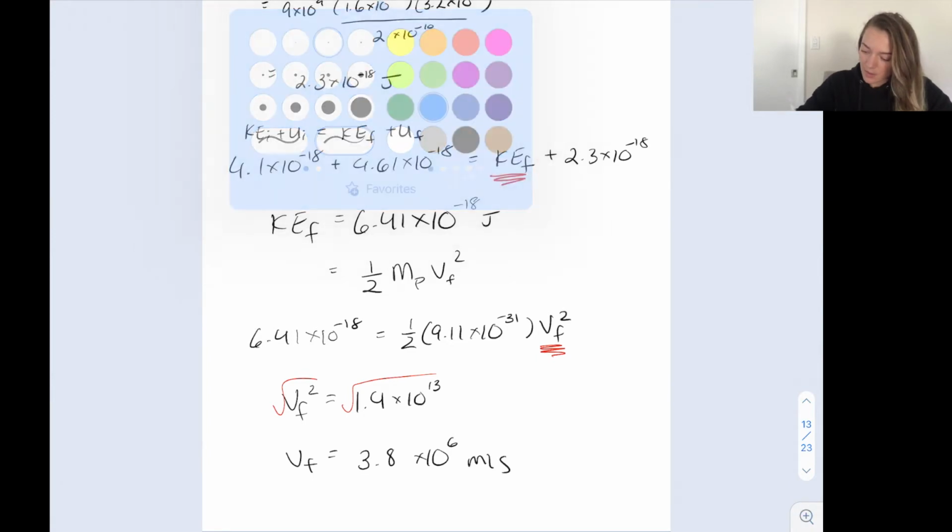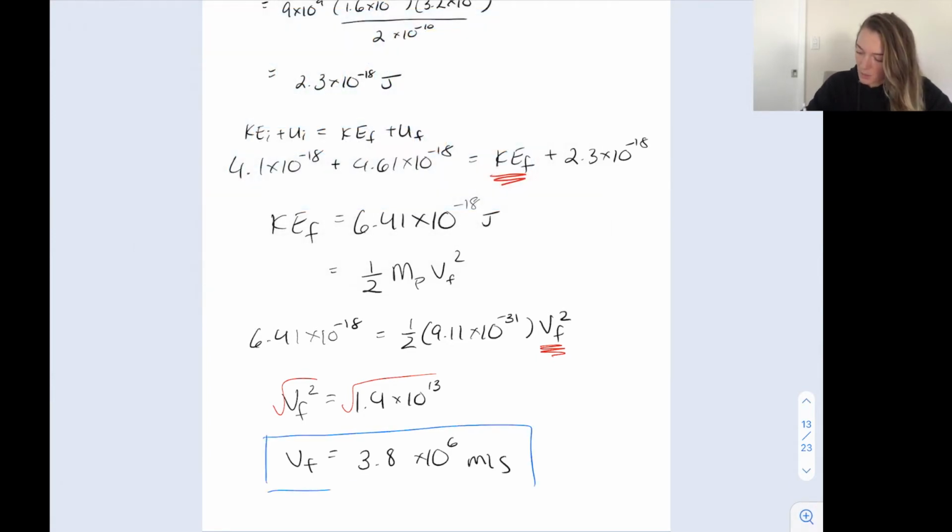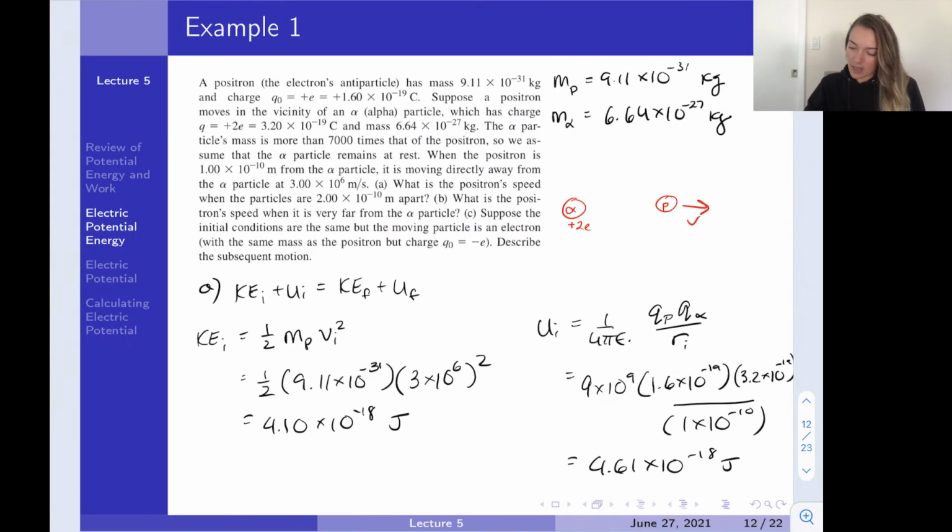And so this is how fast our positron is moving when it's now a little bit further away from the alpha particle. And this makes sense because this is faster, right? Here we have 3.8 times 10 to the 6 meters per second, and initially it was only moving at 3 times 10 to the 6. So it's sped up, which makes sense because we have a force acting on it in the direction that it's moving, so we would expect it to speed up.